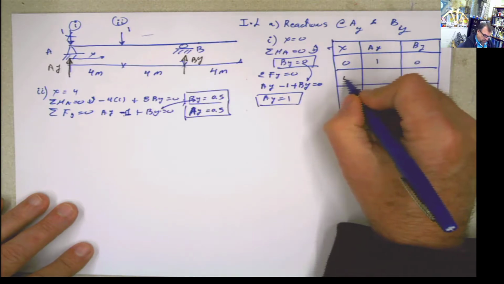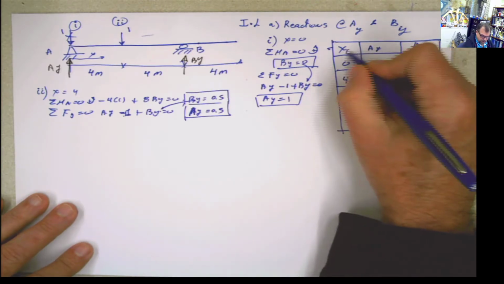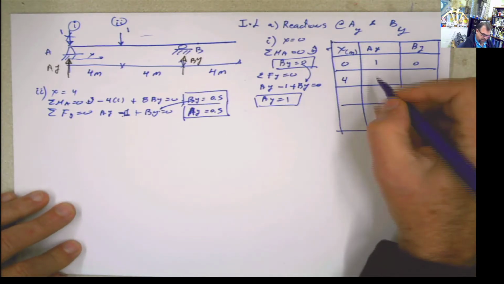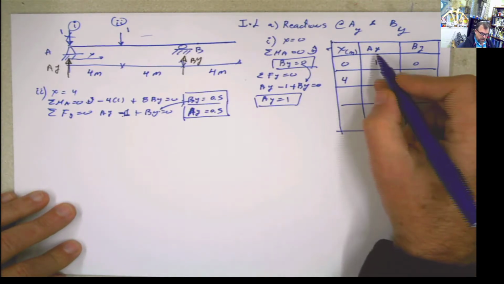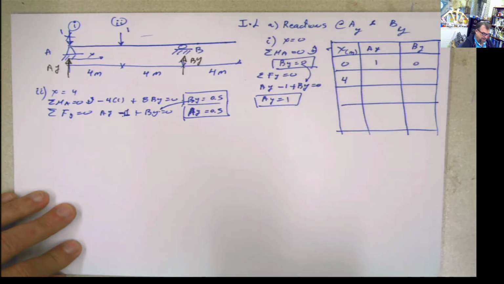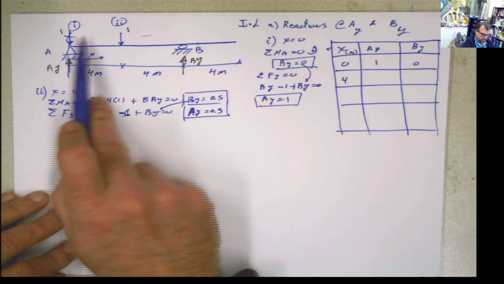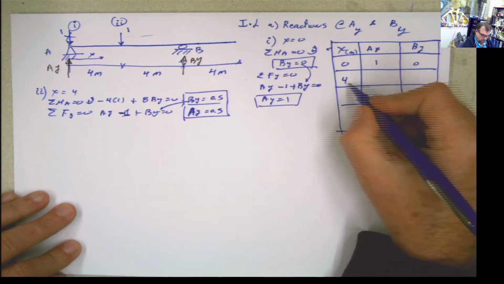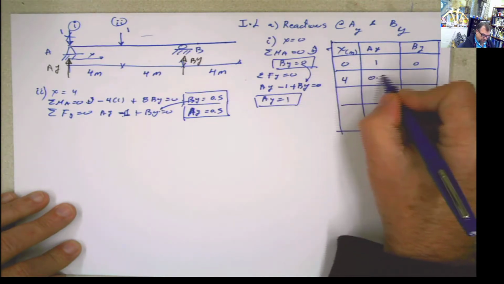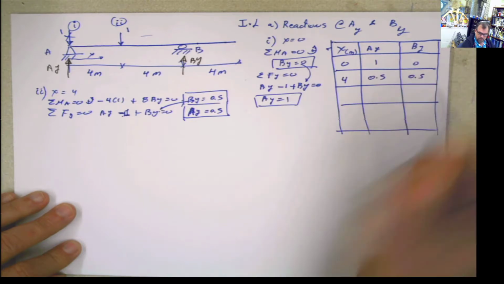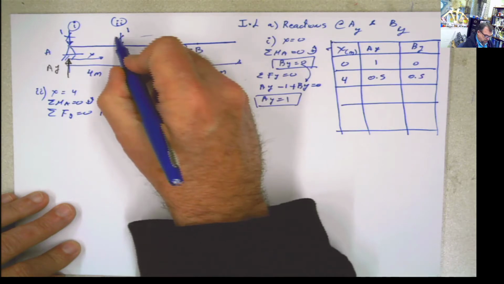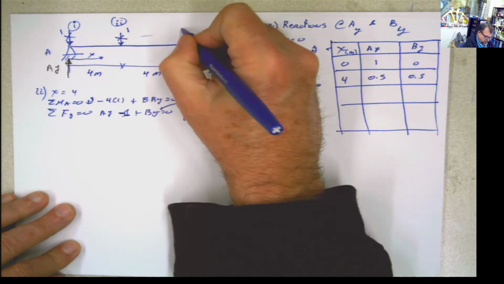For x equals 4, x is in meters. You could have a unit there, but we don't have any unit for this. The reaction in Ay, when a dimensionless unit load is moving from left to right and x equals 4, the value will be 0.5, and for By will be 0.5 also. Now move the load, take it out, now put it here.